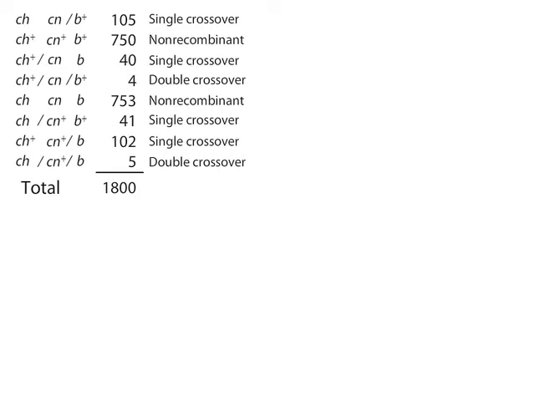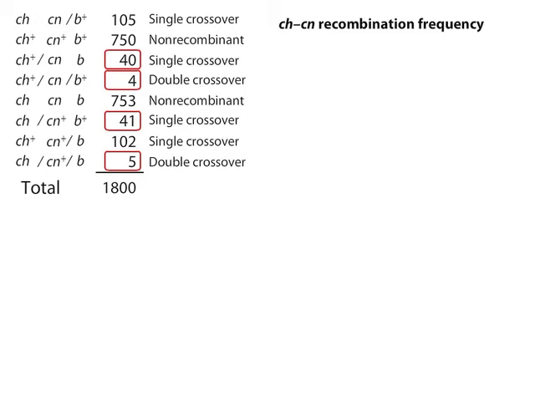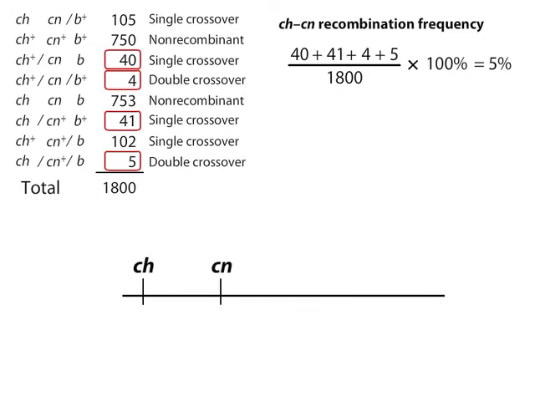To calculate the recombination frequency between cherub and cinnabar, we need to add the progeny resulting from a single crossover between them. And we also need to add the double crossovers, because the double crossovers include a crossover between cherub and cinnabar. We add 40, 41, 4, and 5, then divide the sum by 1800, the total number of flies counted. Multiplying by 100 gives the final answer as a percentage. The cherub-cinnabar recombination frequency, therefore, is 5%, which means cherub and cinnabar are 5 map units apart.